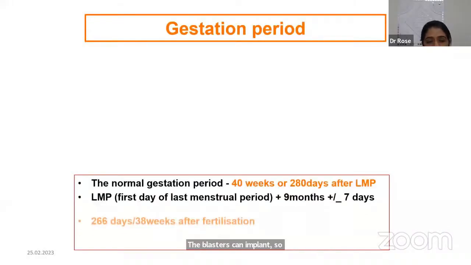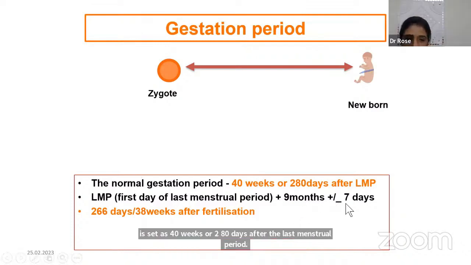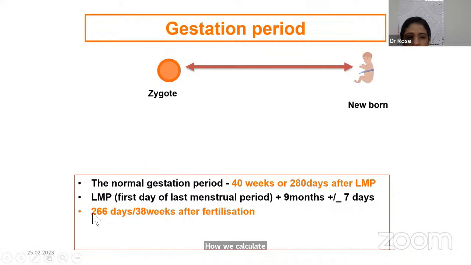Now, this is just a quick recap about the normal gestational period. It is set as 40 weeks or 280 days after the last menstrual period. How we calculate is from the last menstrual period, we add 9 months plus or minus 7 days. If you want to be more specific about the age of the growing fetus, it is actually 266 days or 38 weeks, 2 weeks less after the LMP.